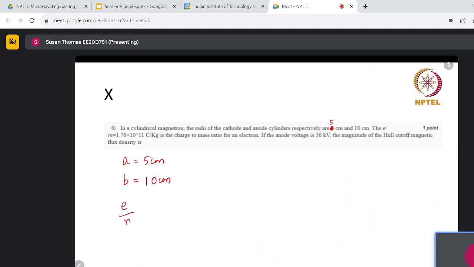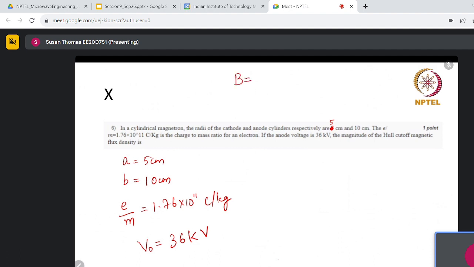the E by M, that is charge to mass ratio of the electron, is 1.76 into 10 power 11 coulombs per kilogram. If the anode voltage is 36 kilovolt, generally we denote anode voltage or the DC voltage by V naught. What is the magnitude of Hull cutoff magnetic flux density?